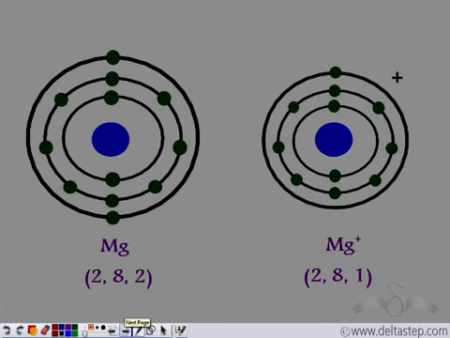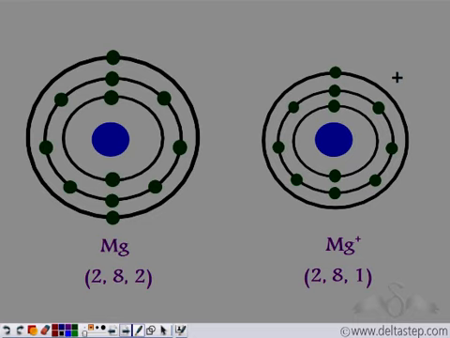In a neutral atom, we take magnesium. It has electronic configuration 2, 8, 2. In a neutral atom, the number of protons is equal to the number of electrons. So this is for magnesium. Now, if we remove one electron from the magnesium atom, we get a positively charged ion, Mg+, which has electronic configuration 2, 8, 1. Now in this case, the number of protons is 1 more than the number of electrons.